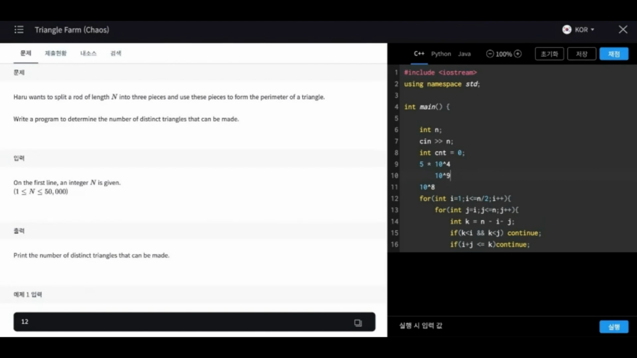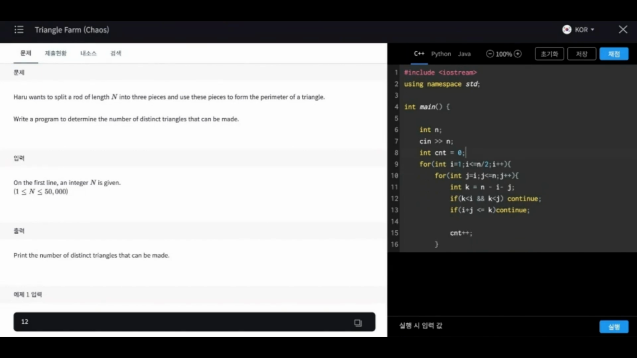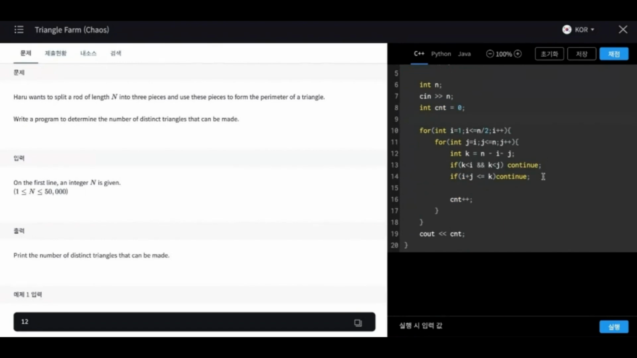But the trick is if you do n times n divided by 2, that is still within the 10 to the 8 limit. So what you can do is create like a counter and do the exact same thing, but the ranges are going to be a little different.